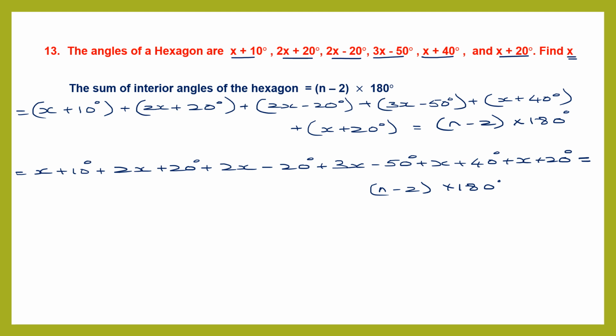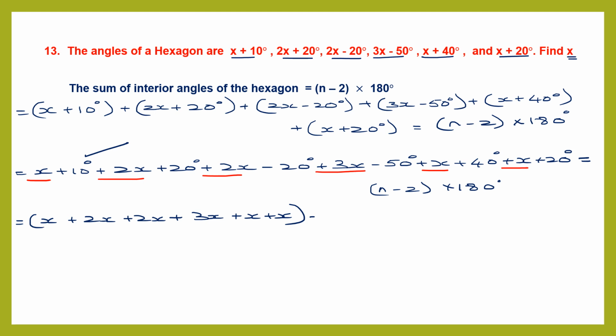Now let's look for the x terms. So I have one here, plus 2x, again plus 2x, plus 3x, plus x, plus x. So let's write all the x terms together. So that will be x plus 2x plus 2x plus 3x plus x plus x. Now let's take the numbers. So that is 10 degrees plus 10 degrees plus 20 degrees, then minus 20 degrees, minus 50 degrees, plus 40 degrees, plus 20 degrees.